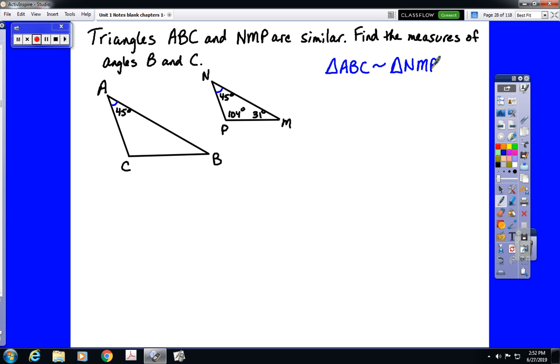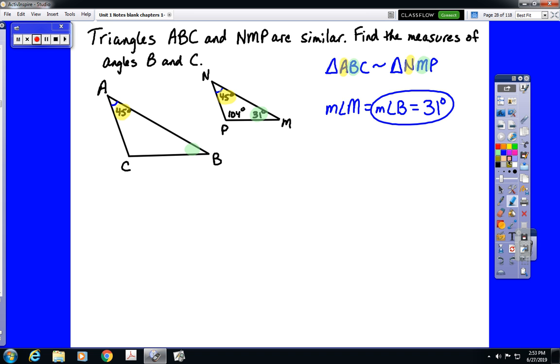Now what this tells us, again, is that, and we need to use the right colors here, so let's see. Angle A and angle N are equal. See how they're both 45 degrees? Angle B and angle M are equal. So that angle and angle M are equal. That's one of the things we're asked to find. Okay? The measure of angle B. Since the measure of angle M is equal to the measure of angle B, the measure of angle B has to be 31 degrees.